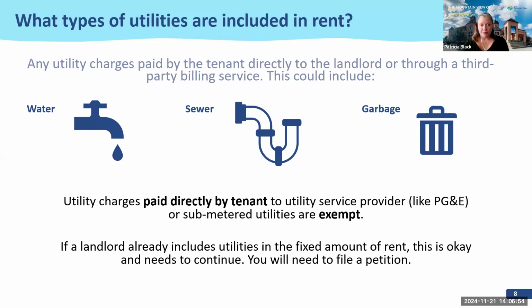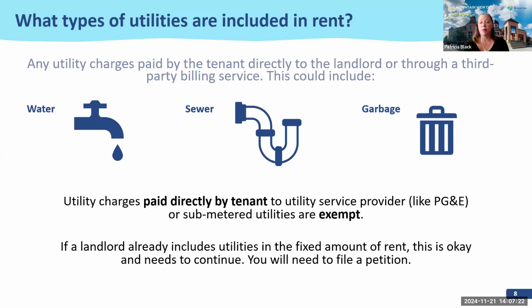All utilities that are paid by the tenant directly to the landlord or through a third-party billing service are included in rent. This could include water, sewer, garbage. It could also include PG&E, or things that are typically associated with PG&E, like gas and electrical utilities, if those are charged through a third-party billing service.